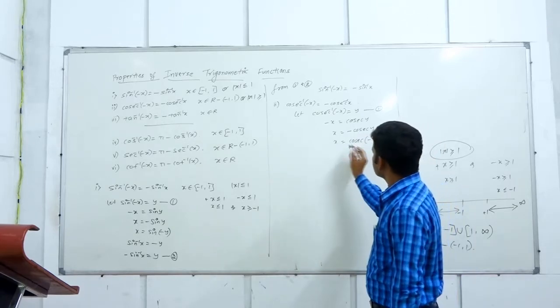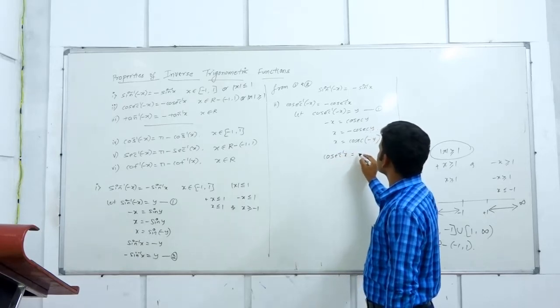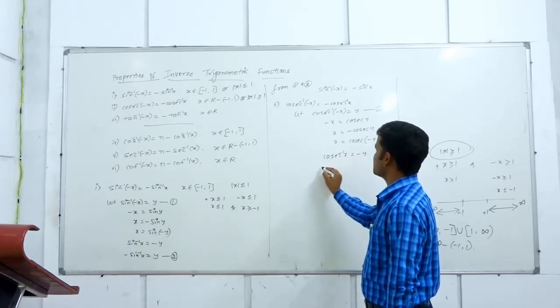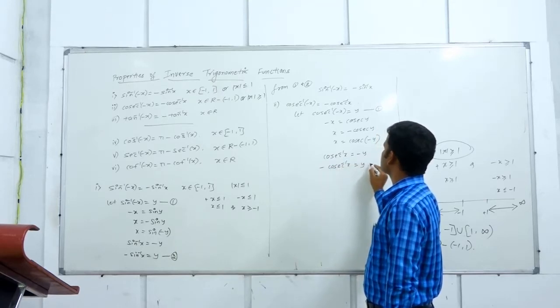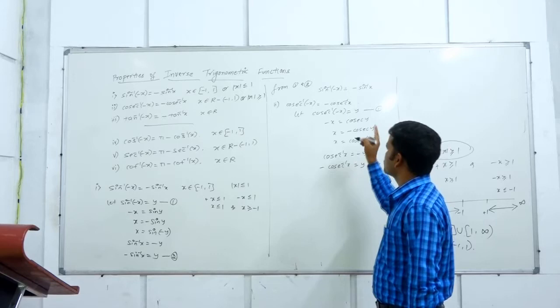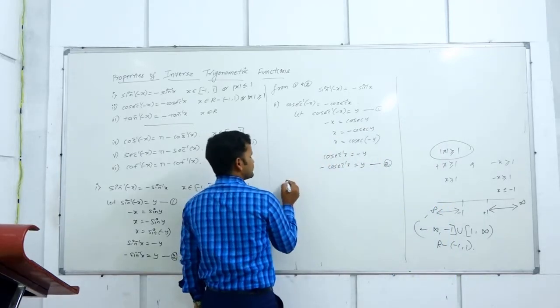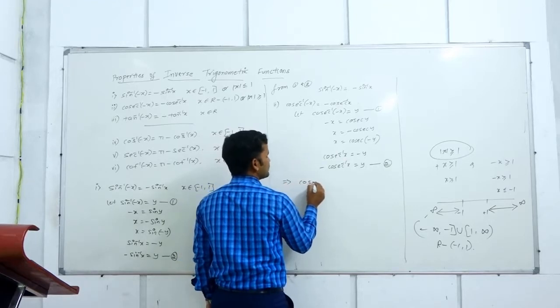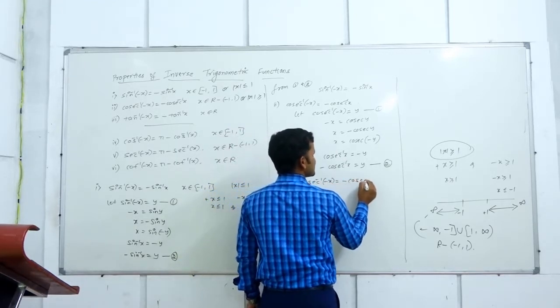Yes, this can be written as cosecant inverse of x is equal to minus y. Multiplying with minus on both sides, minus cosecant inverse of x is equal to y. This is 2. Observing 1 and 2, y equal to y. Therefore, we have cosecant inverse of minus x is equal to minus cosecant inverse of x.